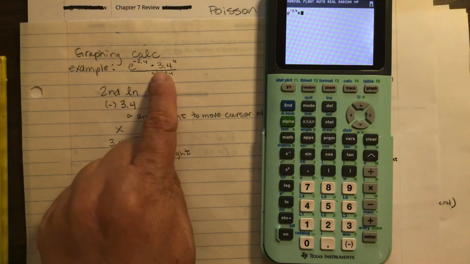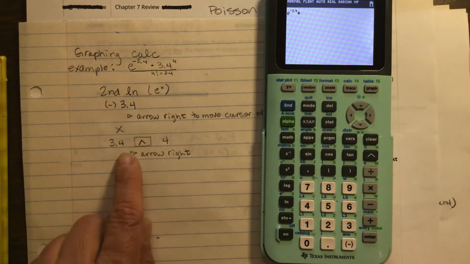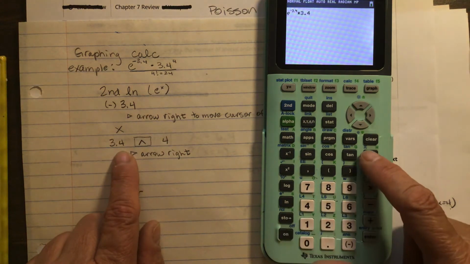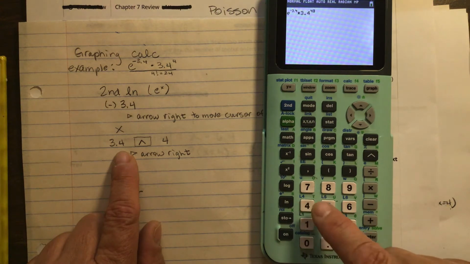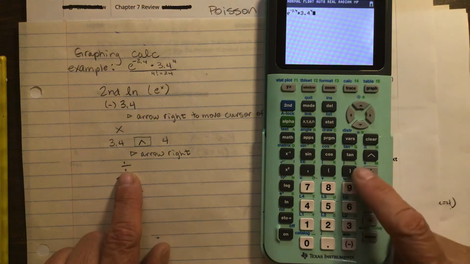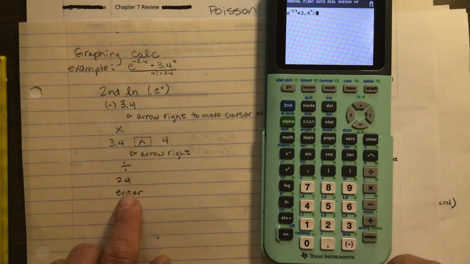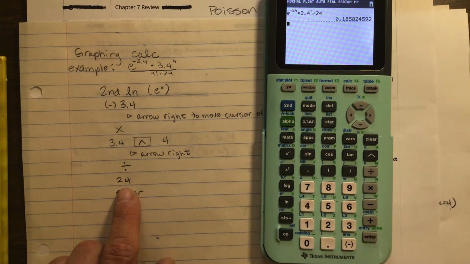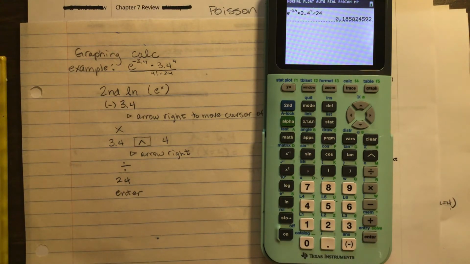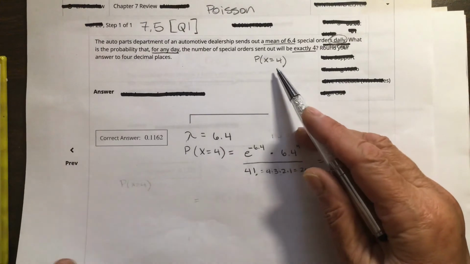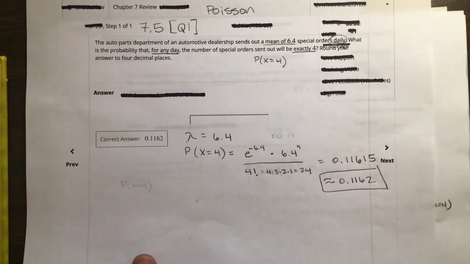And then we want to have 3.4 to the power of 4. So we're going to go 3.4, and raise it to the power of 4, and then arrow to the right again to move your cursor down. Hit the divide key, and then 24, and then enter. And then you get your answer to that calculation. Okay? So again, the one that has x equal to a number, that's the simplest type of problem.